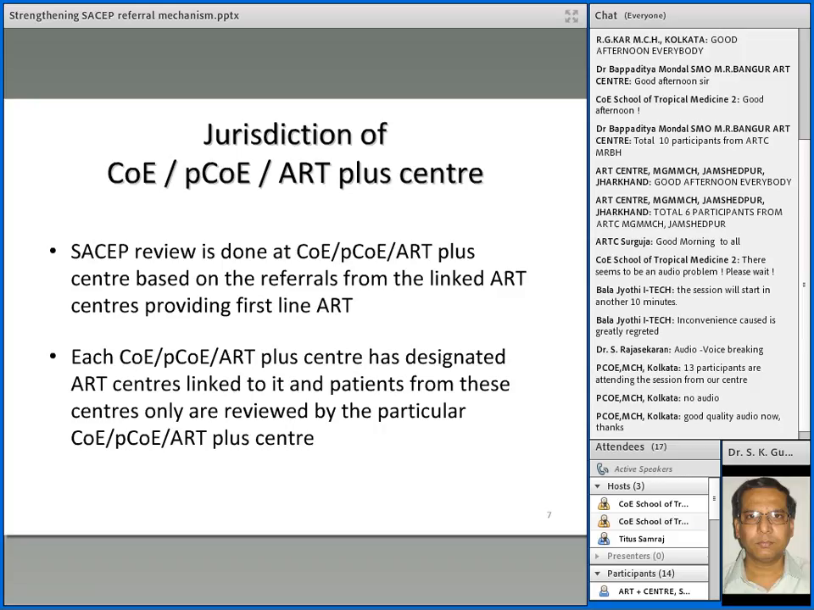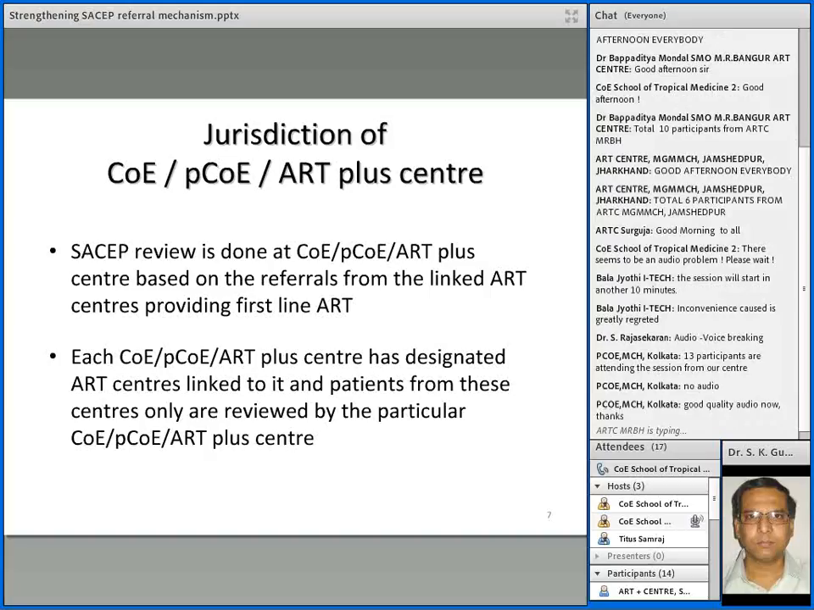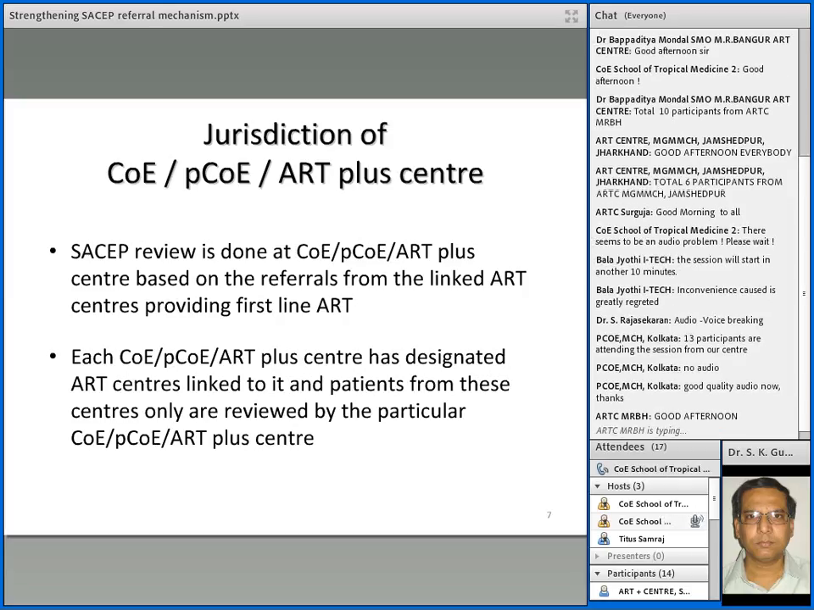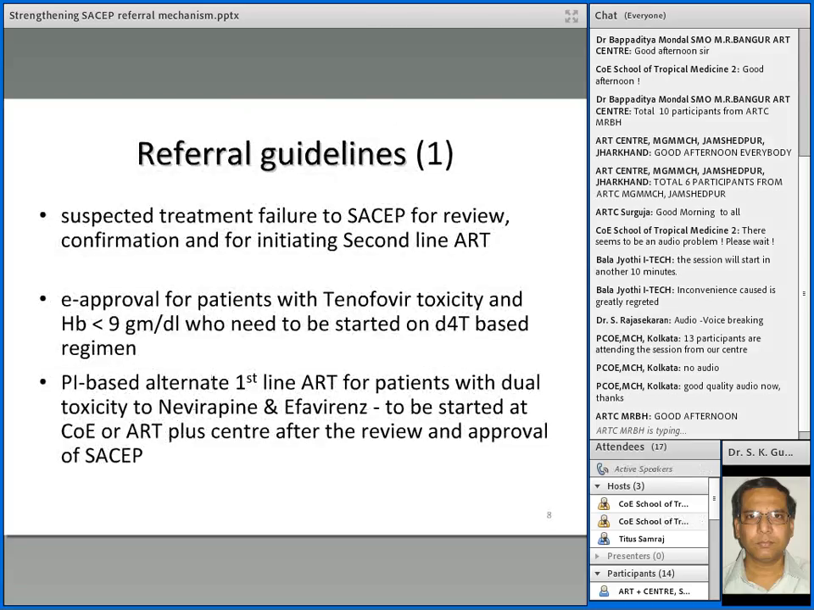So for example, the ART center in Patna Medical College is linked with COE BHU. Now patients from Patna Medical College often come to our institute at Calcutta School of Tropical Medicine, but they get the antiretroviral medicines from the PMCH ART center. Now when such a patient is required officially to be sent for a suspected treatment failure, they can't send the referrals to School of Tropical Medicine COE. They need to send the referral to the Institute of Medical Sciences, IMS, at Banaras Hindu University. So we need to know the definite linkage plan.